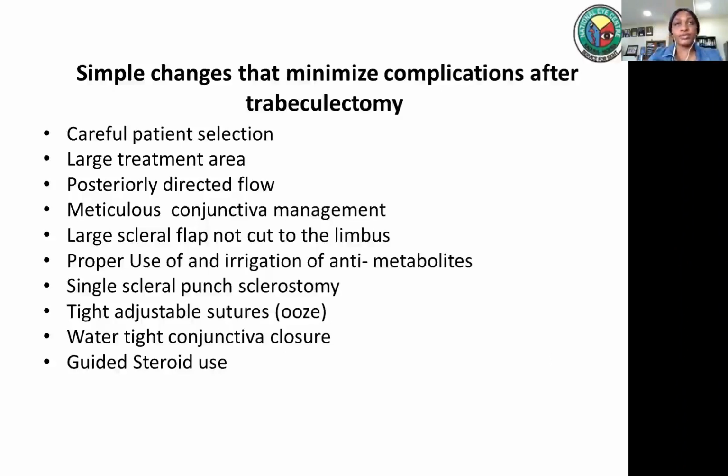This releasable suture should not be so tight that there's no ooze. So it should be tight, but then there should be provision for a little oozing of the aqueous so that you can have subconjunctival drainage of the aqueous. Also, with the conjunctival closure, there must be a tight, watertight closure. And then, of course, after that, guided use of steroids.